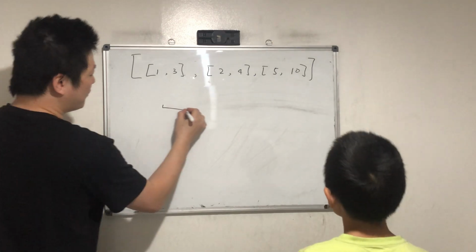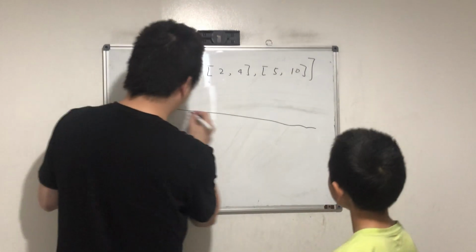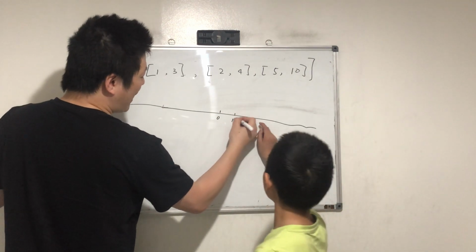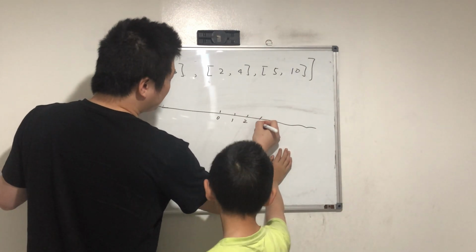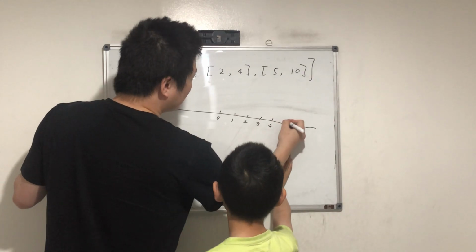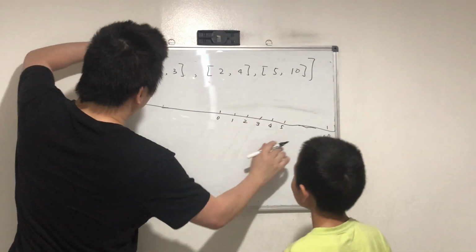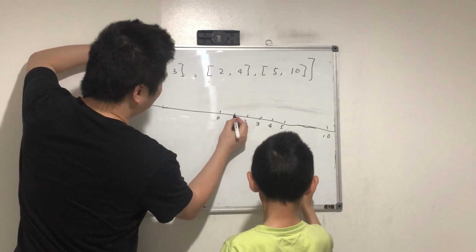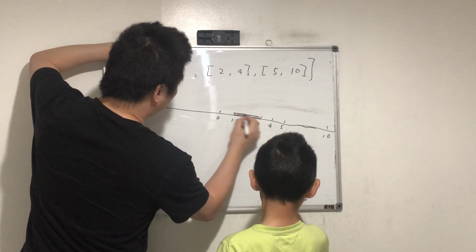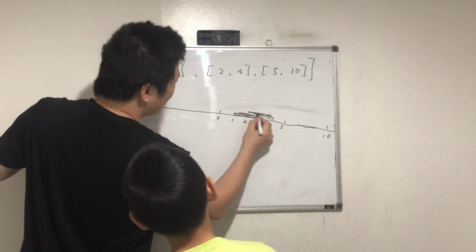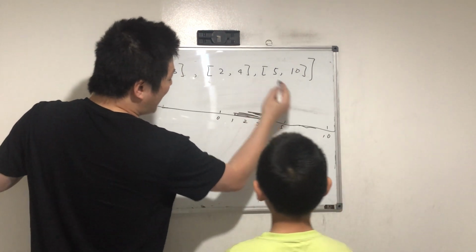So if we plot it on a line, this is 0, this is 1, this is 2, this is 3, this is 4, this is 5, and somewhere here is 10. So 1, 3: it starts at 1 and the 3 is this one. 2 and 4 is here. And then 5 and 10.